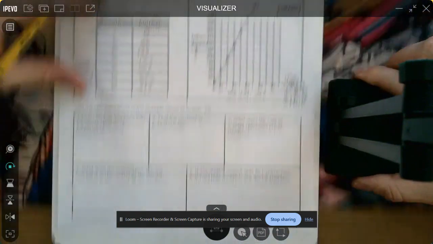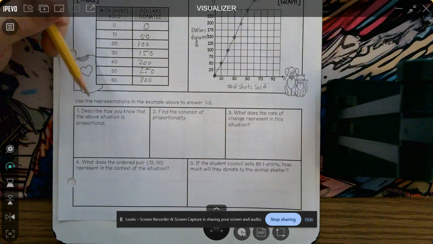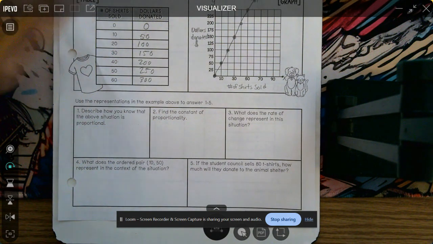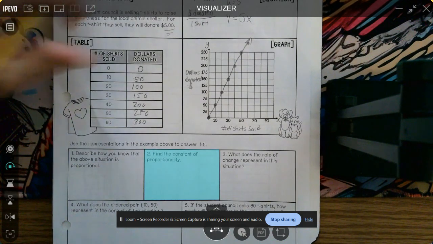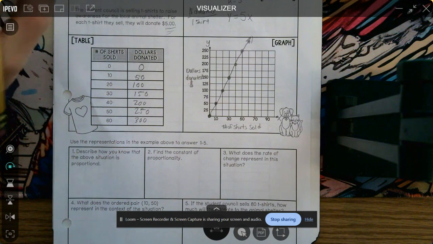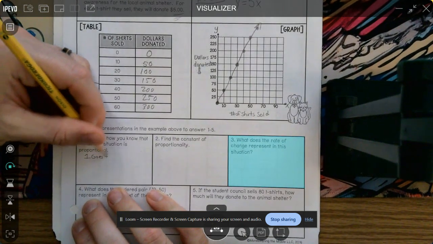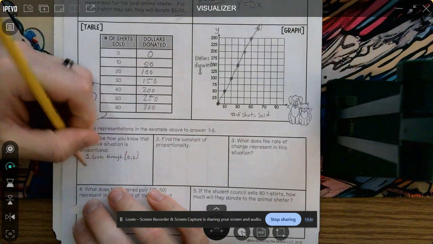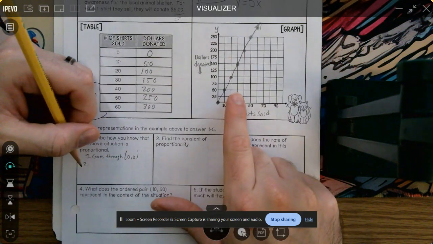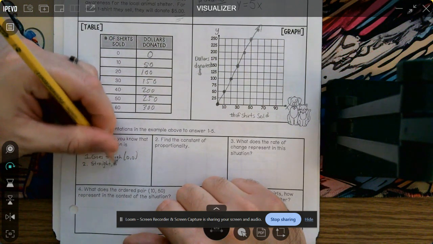So let's scroll down to the questions about the graph, table, and equation that we just talked about. Number 1, describe how you know that the above situation is proportional. How do we know that this is proportional? Look at the graph. What do we know about the graph? In 6.3, we learned there's 3 things we need in order for a relationship to be proportional in terms of a graph. Number 1, goes through the origin, or 0, 0. Number 2, is it a straight line? Yes, it's a straight diagonal line.